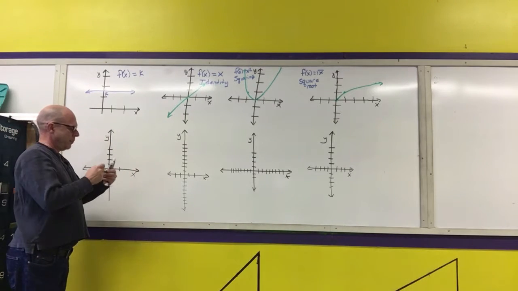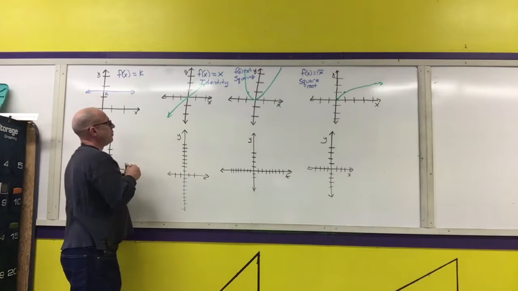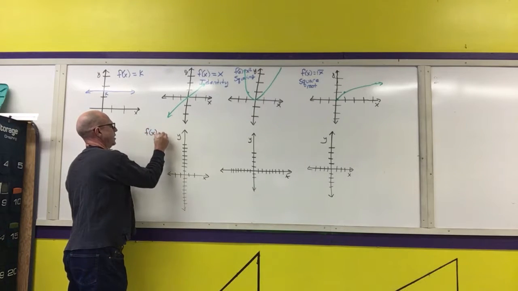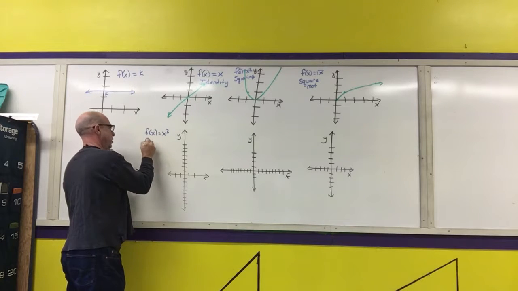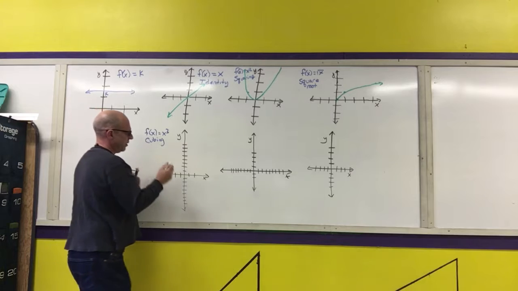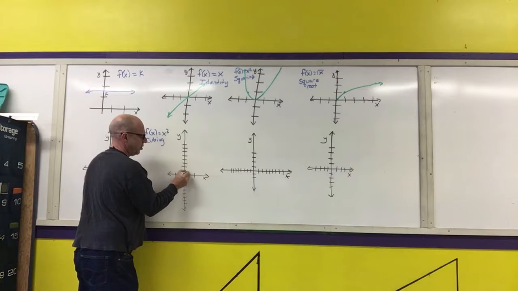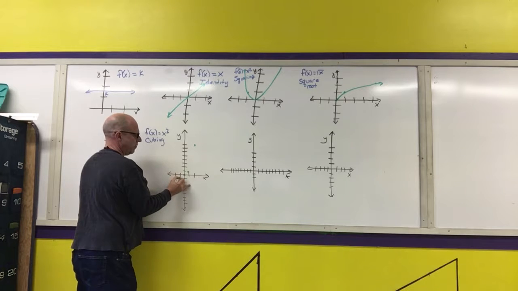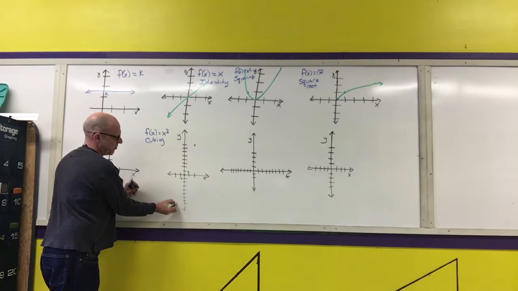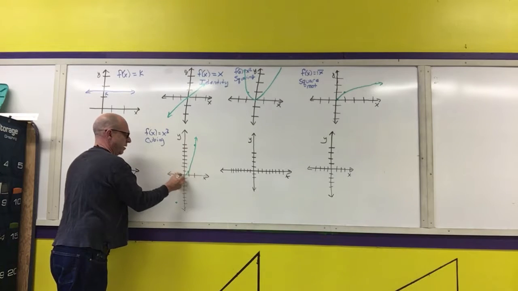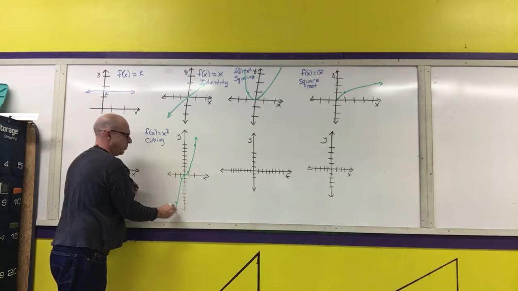The next graph I want to talk about is x cubed. We call it the cubing function. So f of x equals x cubed. Its graph looks like this. 1 cubed is 1, 2 cubed is 8, negative 1 cubed is negative 1, negative 2 cubed is negative 8. This is the memorized shape of the graph of the cubing function.